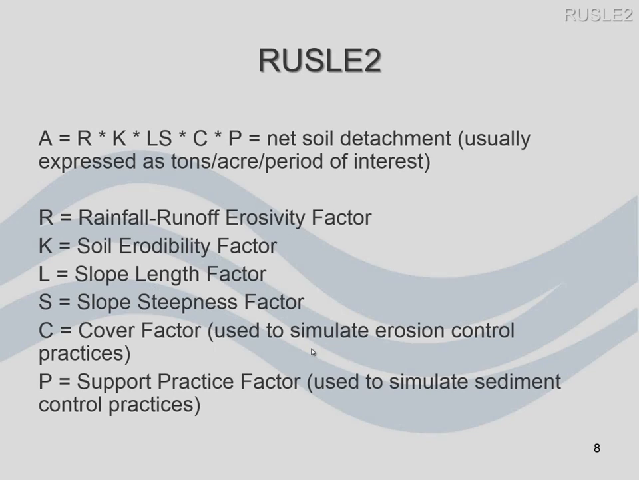So just to give you an overview of the background equation in Russell 2, there are 5 parameters in Russell and Russell 2. The way I was always taught to remember it is Rickle-Skip, whatever mnemonic you want to use, but Rickle-Skip seems to work in my head. It's really just 5 factors that are used to predict soil loss and sediment delivery coming off a site.